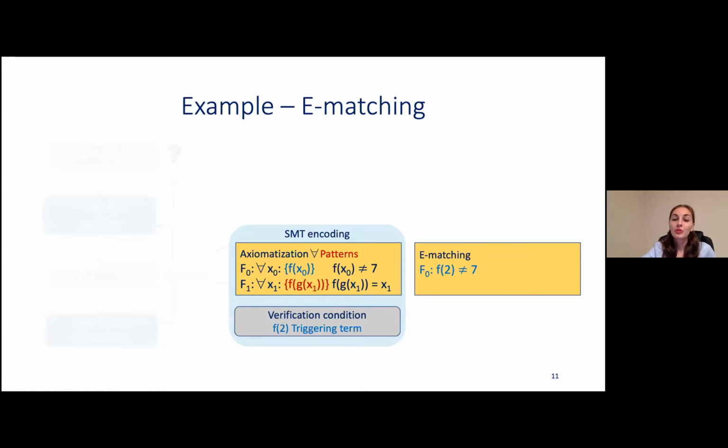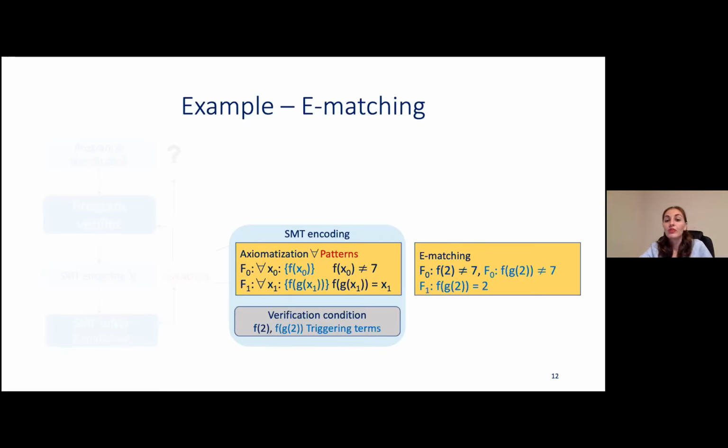So if we assume, for example, that the verification condition contains, besides others, some term f of 2, which syntactically matches the pattern of the formula F0, this term is called the triggering term. Then E-matching will perform the instantiation x0 equals 2, and will learn from F0 that f of 2 is different from 7. Without any other triggering term, no other instantiation will happen.